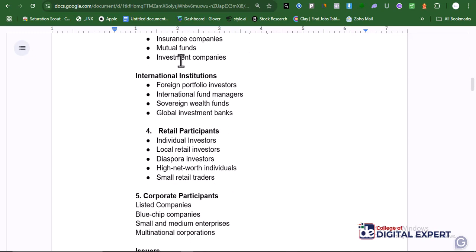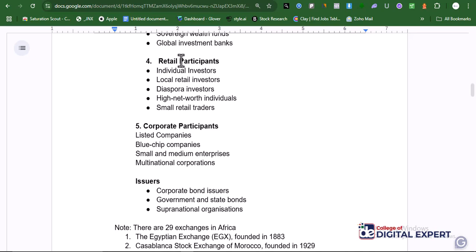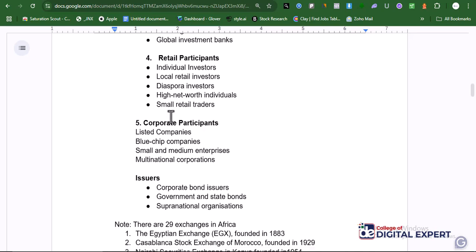Then we have corporate participants. We have listed organizations or companies. We have blue chip companies. We have small and medium enterprises. And we have multinational corporations. They are also part of the stock exchange market. We have corporate bond issuers. We have government and state bonds, and we have supranational organizations. They are also part of the stock exchange market.